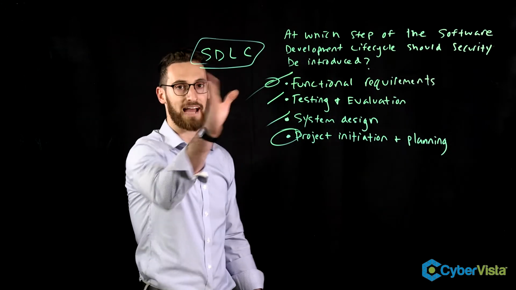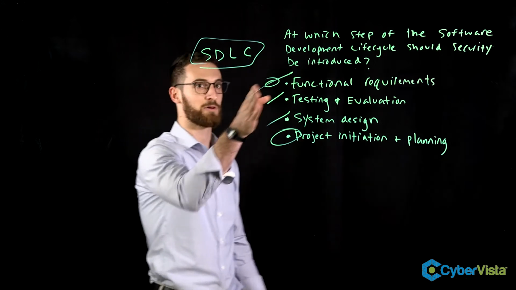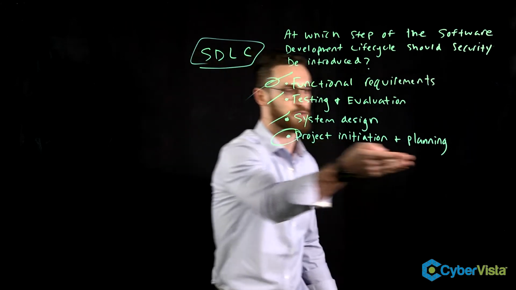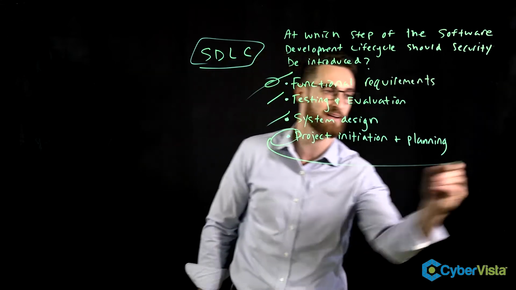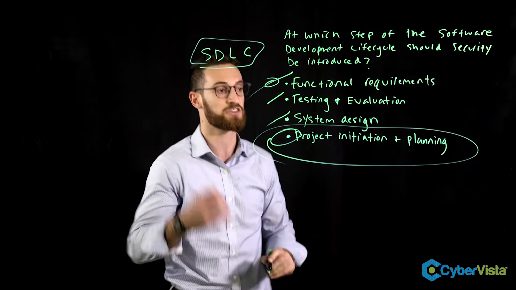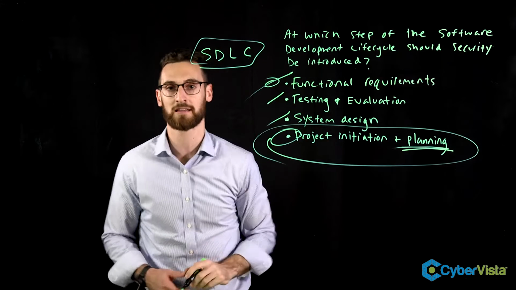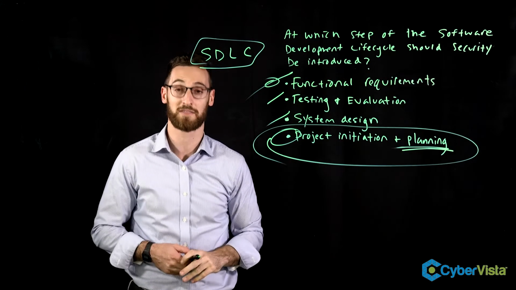Again, how do we get to this? We took a little shortcut. We said security happens as early as possible in the SDLC. What is the first step in the SDLC? Or what sounds like it? Absolutely project initiation and planning. Plan for security. Integrate security into your planning. You're going to build stuff that is more secure.